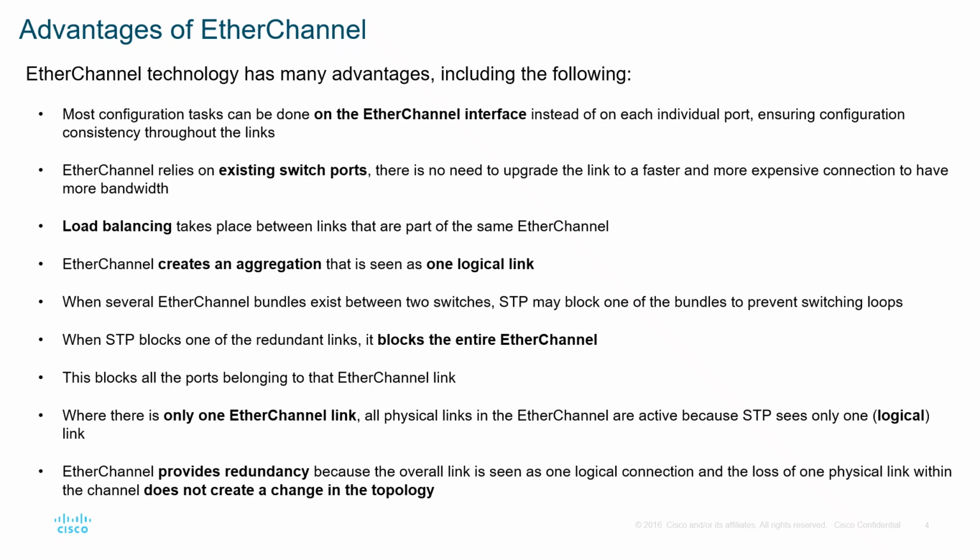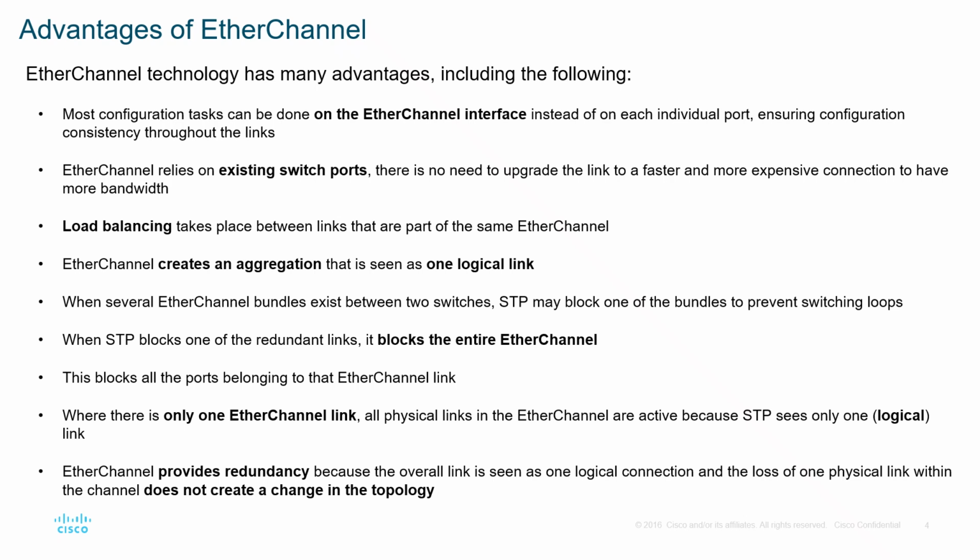When several EtherChannel bundles exist between two switches, STP, being what it is, may block one of the bundles to again prevent switching loops. When STP blocks one of the redundant links, it blocks the entire logical channel. So this blocks all the ports belonging to that EtherChannel. Where there is only one EtherChannel link, all physical links in the EtherChannel are active because STP will only ever see it as one logical link.